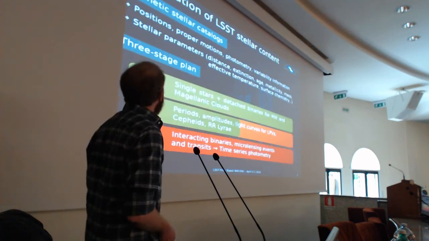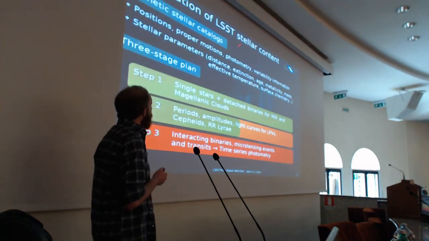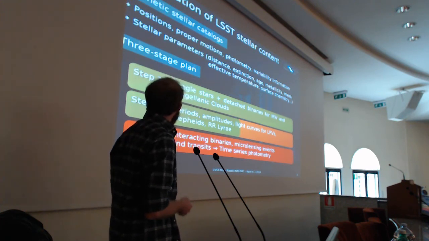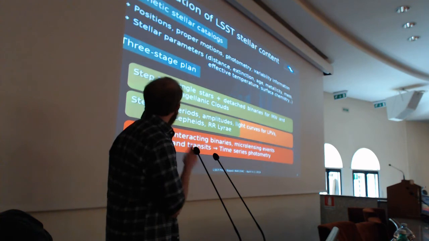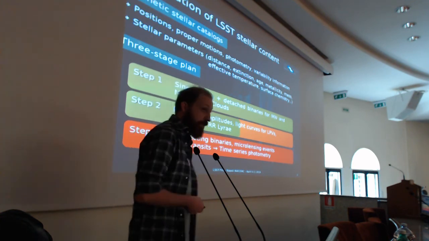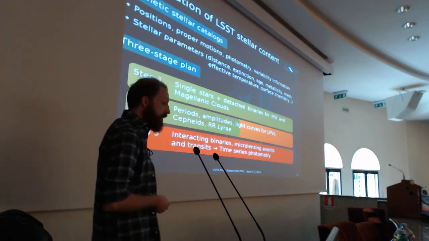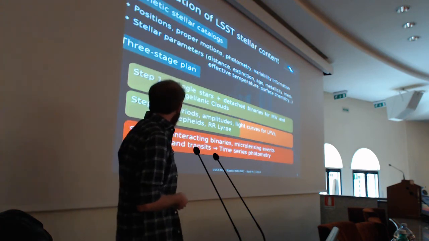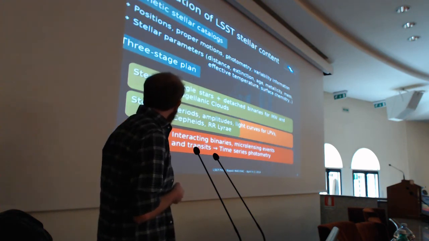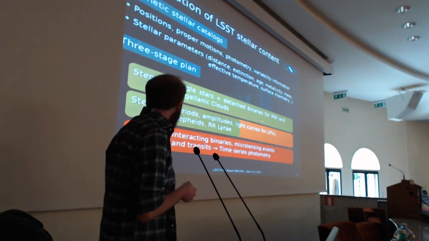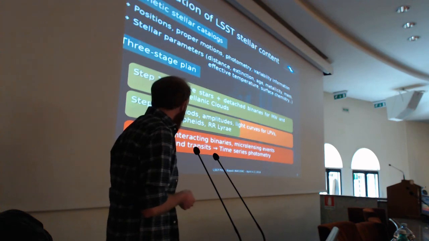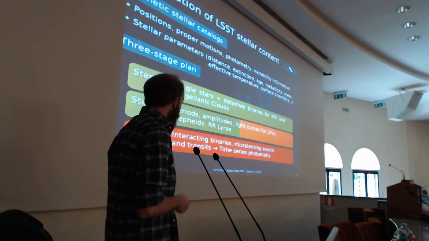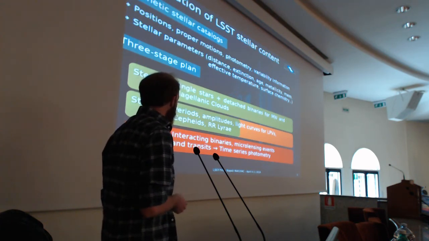What does it mean? That we want to simulate the stellar content that we will find in LSST observations. And this means synthetic stellar catalogs complete with position, proper motion, photometry, of course variability information for the observations, and stellar parameters, so distance, extinction, etc., mass, effective temperature, and so on. We are working on a 3-stage plan. The first step, which is completed, concerns single stars, detached binaries, and populations catalogs for the Milky Way and the Magellanic Clouds.